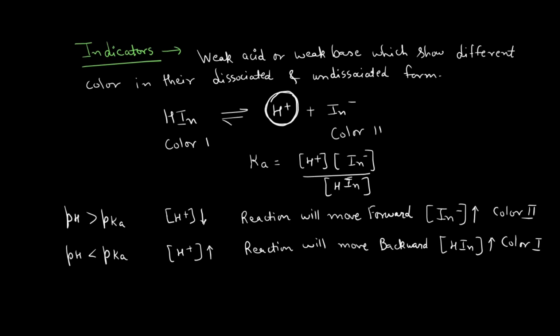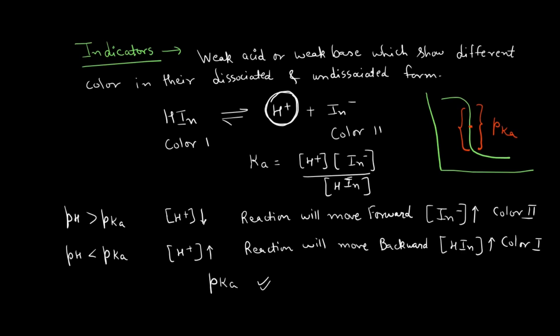So the pKa of this indicator is very important. So where is it used? It is used in the titration. In the titration we choose an indicator. Suppose this is my titration curve, and we choose the indicator whose pKa, where it changes the color, lies in this region. So the pKa of the indicator should lie in this region. So that is a perfect indicator for this titration.